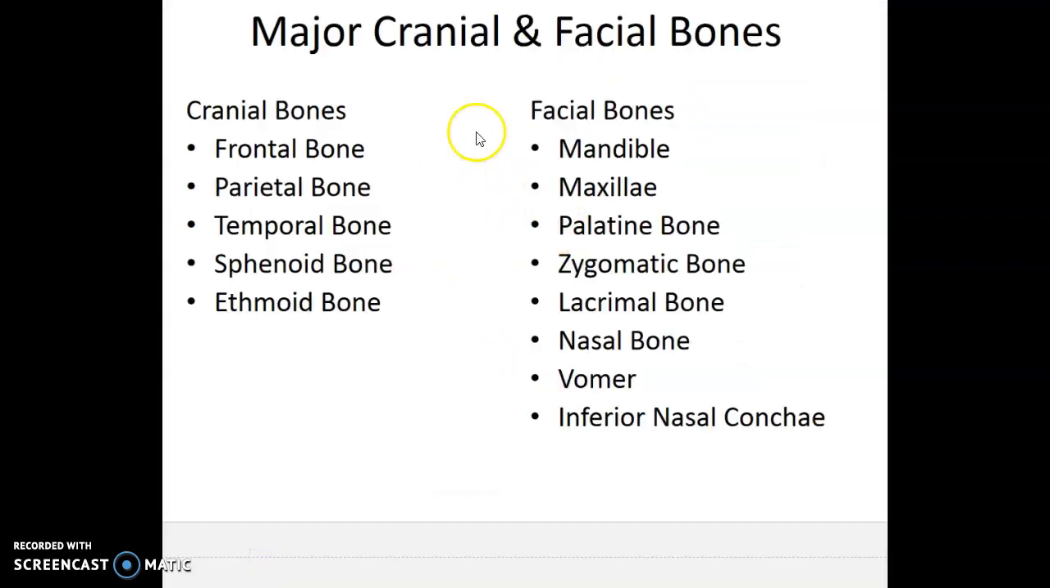Notice we also have a PowerPoint PDF slide that also talks about the bones of the skull. And again, here we categorize them into the cranial bones. These bones are considered cranial bones, the bones that encase the head and the brain lies under it, versus the facial bones, the bones that make up the facial area of the skull.